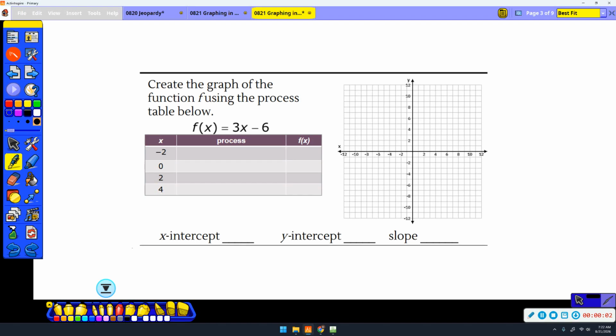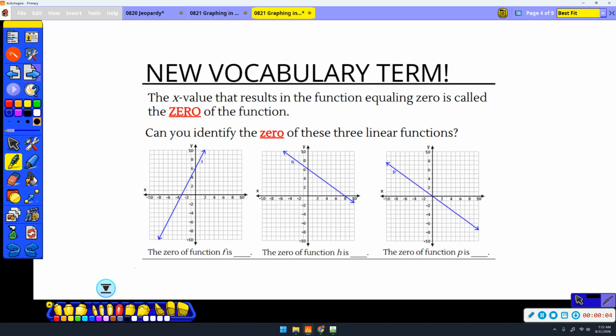Okay, first thing I want to talk about is a new vocabulary term. The x value that results in the function equaling 0 is called b0. Guys, it's just a fancy way of saying the x-intercept, right? When your equation equals 0, don't our equations usually equal y? Don't we say y equals whatever? When that's 0, that's your x-intercept.